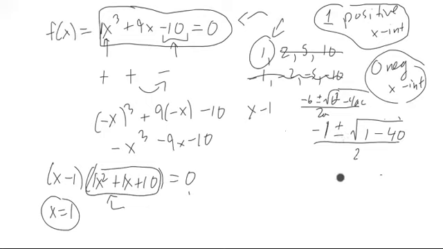So it looks like we're going to get negative 1 plus or minus the square root of negative 39, which we can write as square root of 39 times i. That's another way of writing it, all over 2. Okay, so these would be the two solutions, x equals.